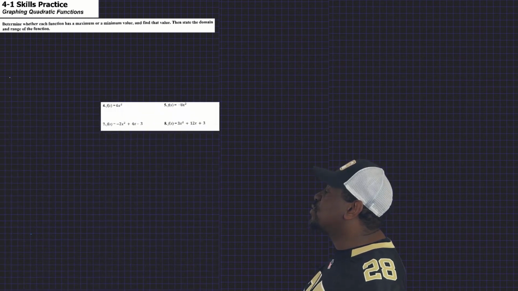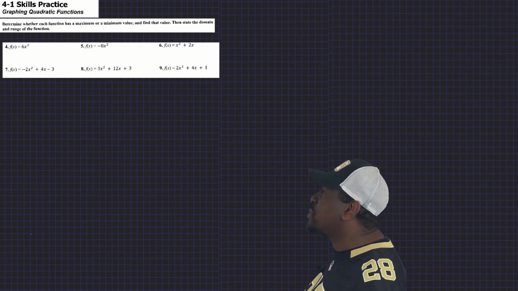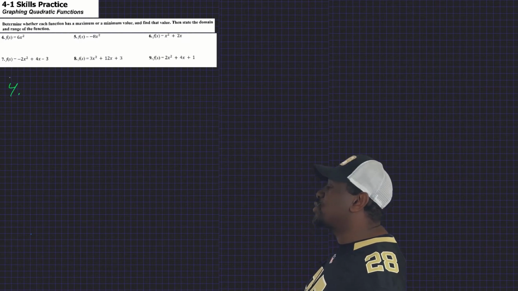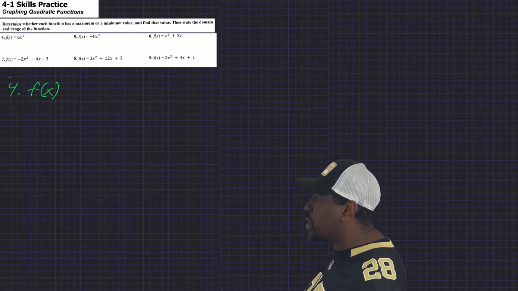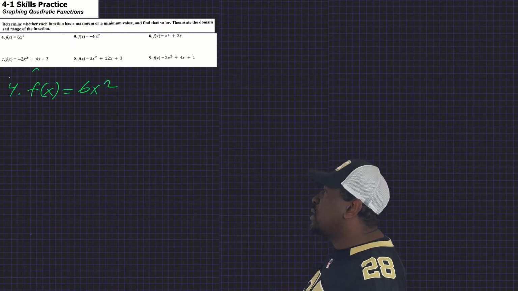So we're doing, I think, it said problems 4 through 9. There we go, they pop up there. And so in each problem, we have different directions. We're not graphing them per se. We're determining whether each function has a maximum or minimum value. And once we figure that out, we will find that value, and then we're going to state the domain and range. So we'll start with problem number 4.